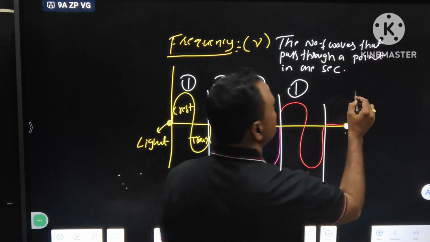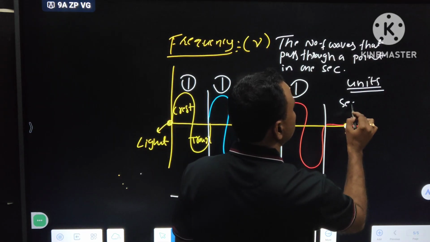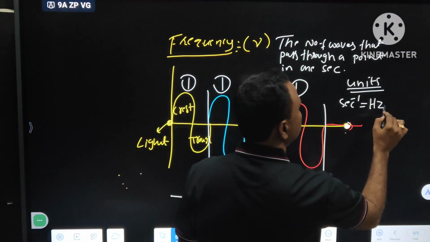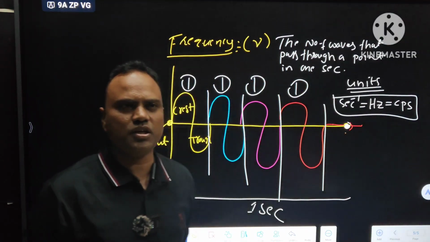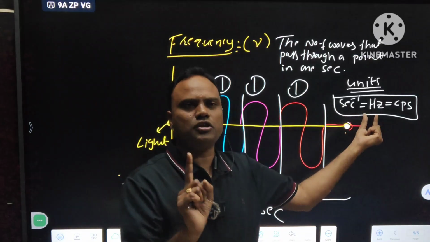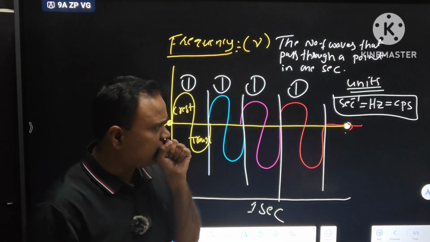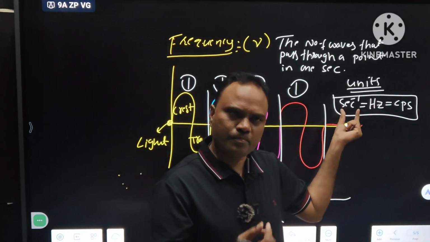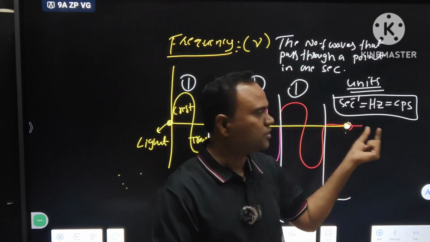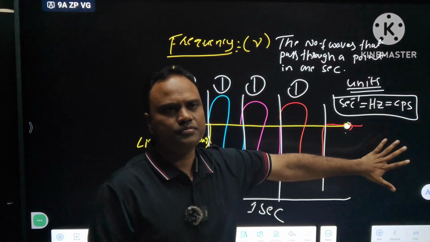What are the units of frequency? Second inverse, hertz, CPS, cycles per second, and all these are equal. 10 second inverse is equal to 10 hertz. 10 hertz is equal to 10 CPS. If you get 100 hertz, you can take it as 100 second inverse. So definition, symbol and units. Right. Okay. Wave number.